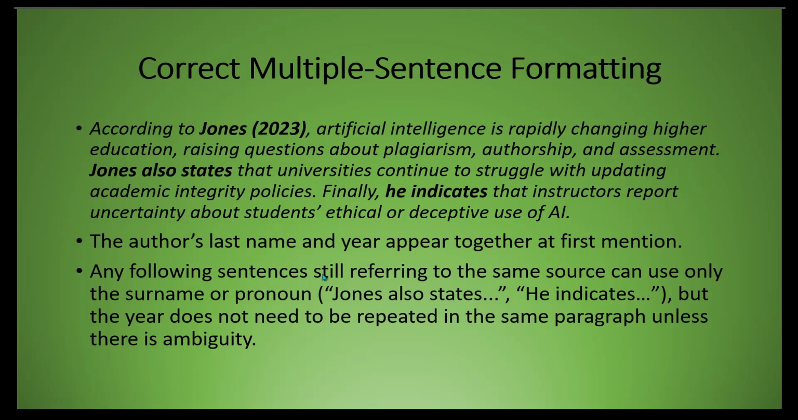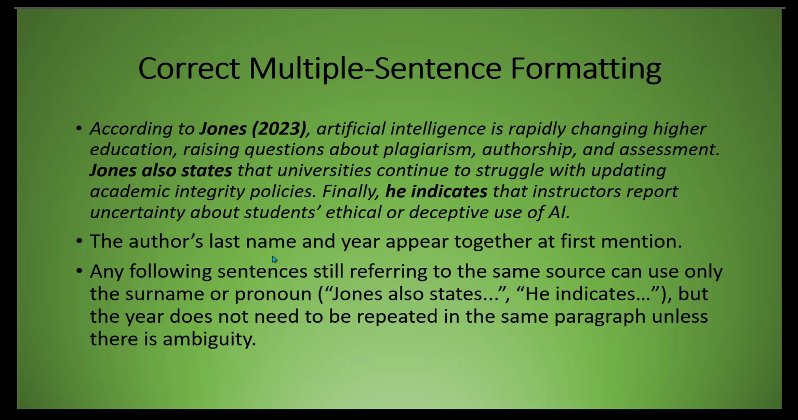Then any following sentences that still refer to the same research use what is called a referencing word. So "Jones also states" shows that you're still attributing this information in the second sentence to this source. And then in the third sentence, you say "he." Now you have to be certain that Jones is a man, because it could be a woman. But if you're certain that Jones is a man, then you put "he." If you find out that it's a woman, then put "she indicates." Okay. And if it's multiple authors, put "they indicate that instructors," right?